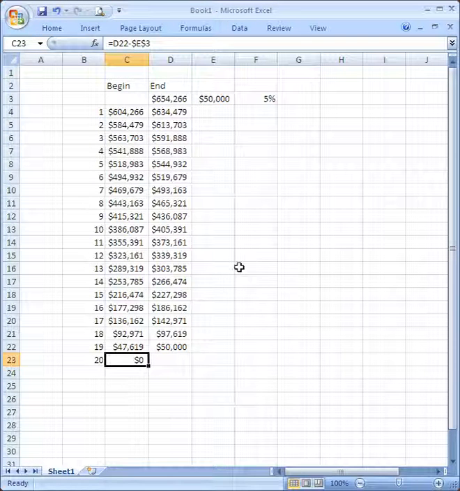To retire for 20 years using $50,000 per year, if we earn 5% interest on the money that remains in our bank, we need to set aside this amount of money precisely.